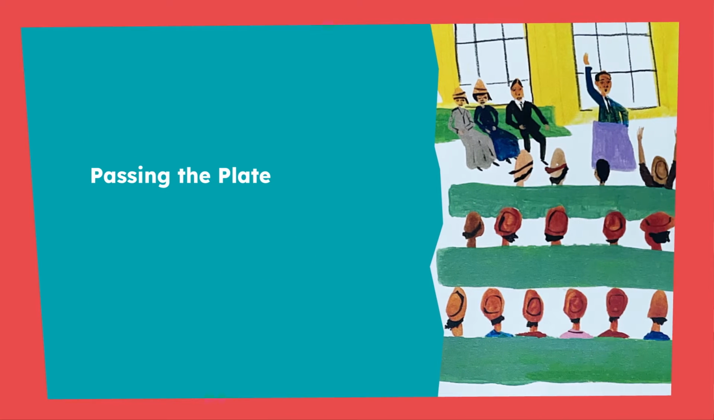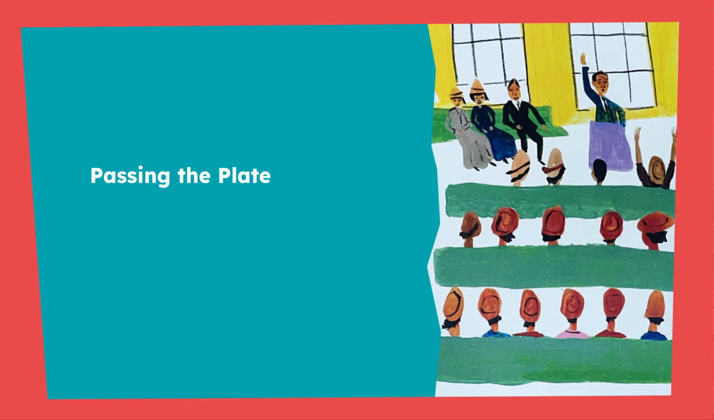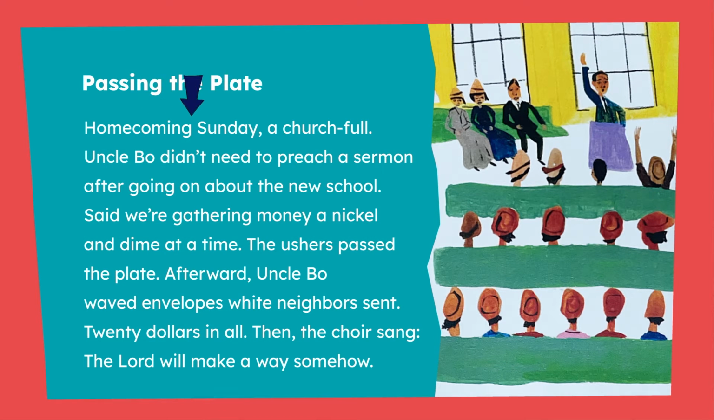Passing the plate. Homecoming Sunday, a church full. Uncle Bo didn't need to preach a sermon after going on about the new school. Said we're gathering money a nickel and dime at a time. The ushers passed the plate. Afterward, Uncle Bo waved envelopes white neighbors sent, $20 in all. Then the choir sang, "The Lord will make a way somehow."